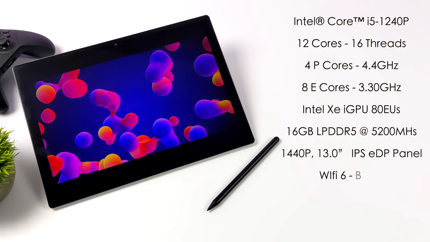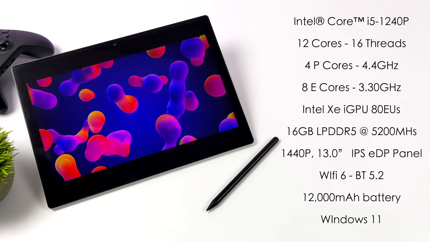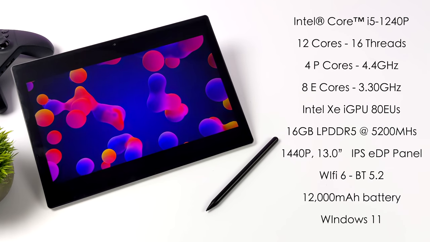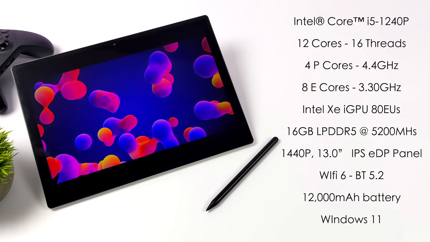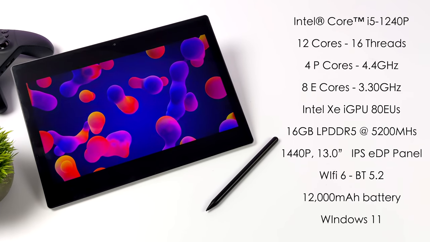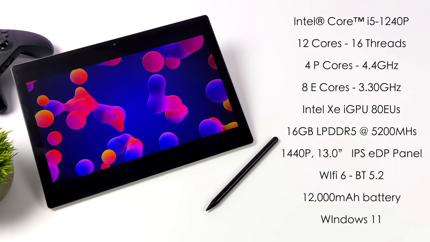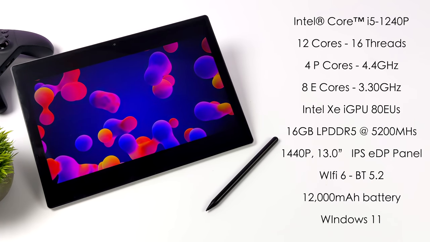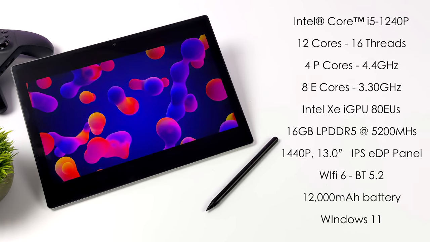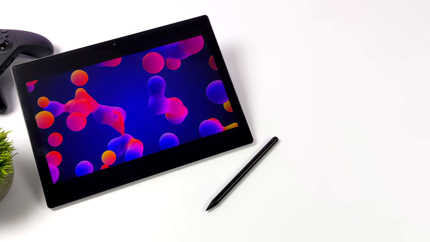Alright, so when it comes to the specs, I have the i5 version, but they also make an i7 version. This has the Intel Core i5 1240P. 12 cores, 16 threads, 4 performance cores up to 4.4 GHz, and 8 efficiency cores up to 3.3. Built-in Intel Xe graphics with 80 execution units. 16 gigabytes of LPDDR5 running at 5200 megahertz, a 1440p 13-inch IPS eDP display, Wi-Fi 6, Bluetooth 5.2, a built-in 12,000 milliamp hour battery with 65 watt fast charging capabilities, and they're claiming up to 9 hours of use. It is possible to get 9 hours out of this, but you're going to need to turn that brightness way down and go to low power mode in order to get it out of this CPU. I've been averaging 4 to 6 hours out of this with the brightness set to around 80% and just in regular performance mode. And this comes out of the box with Windows 11. This model here happened to have 512 gigabytes of storage, but you can get this up to 1 terabyte.